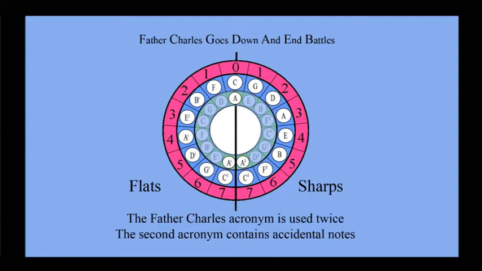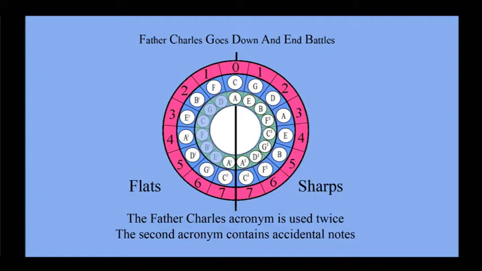We can now fill in the minor key signatures. We use the same process again, starting from the top. We already have A minor highlighted. A is followed by E. We can now enter E, then B. B is the last note in the acronym. So once again, the next acronym must contain accidental notes. We can now enter F sharp, then C sharp, then G sharp, then D sharp.